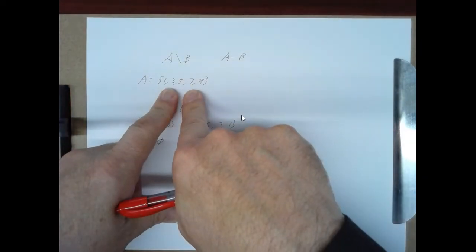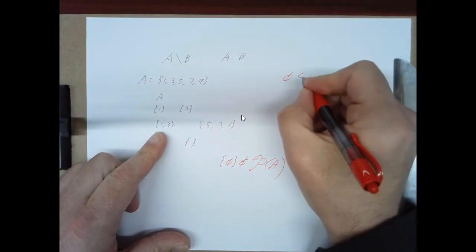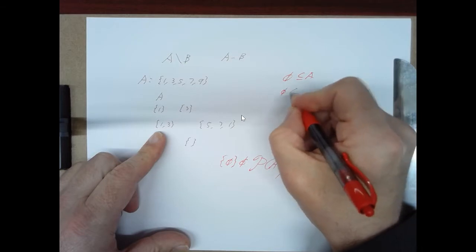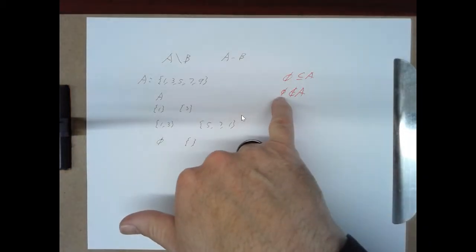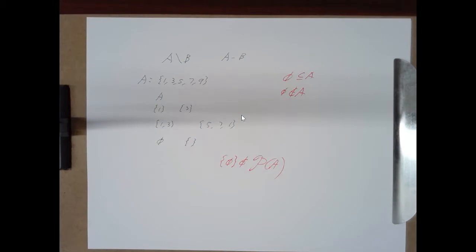Because the empty set is not an element of A. The empty set is a subset of A, but it's not an element of A. That's a really subtle distinction. This is actually a set. It contains only 5 things, 1, 3, 5, 7, and 9. Did we name the empty set? No, so it's not a member of A. Since it's not a member, this cannot be part of the power set because it's not a subset.